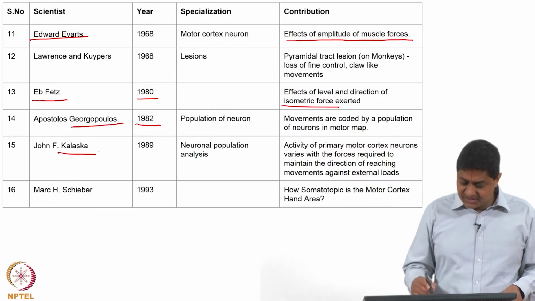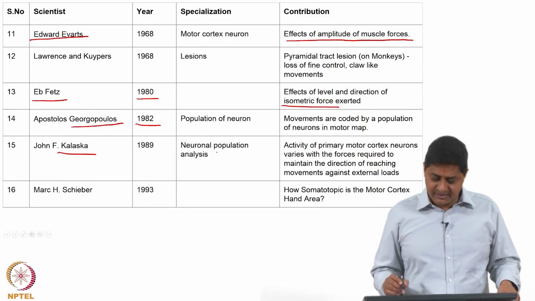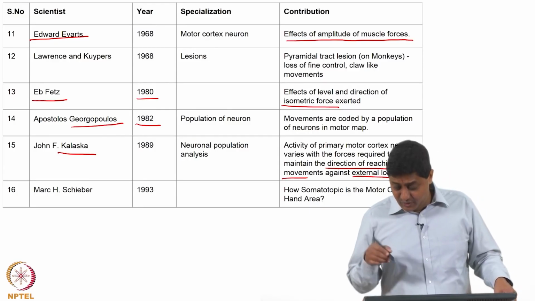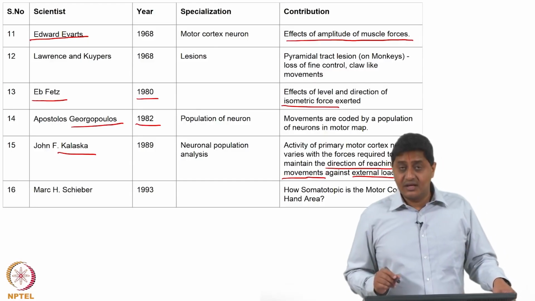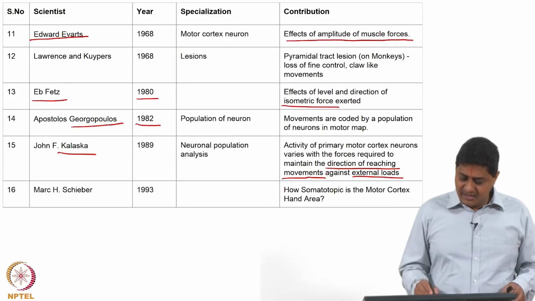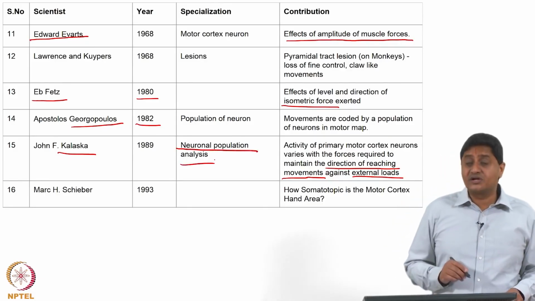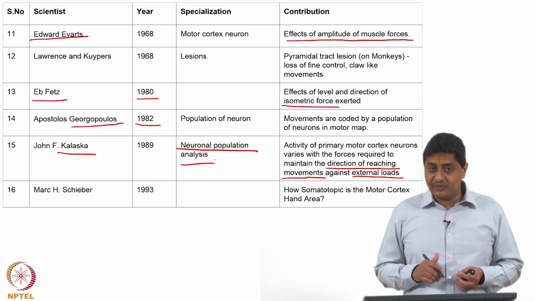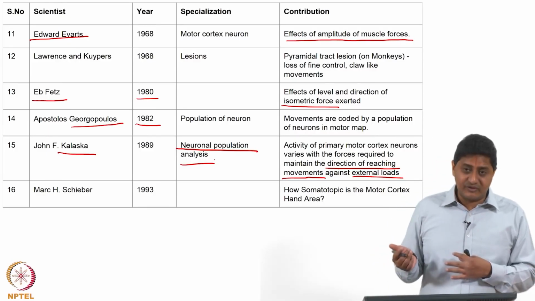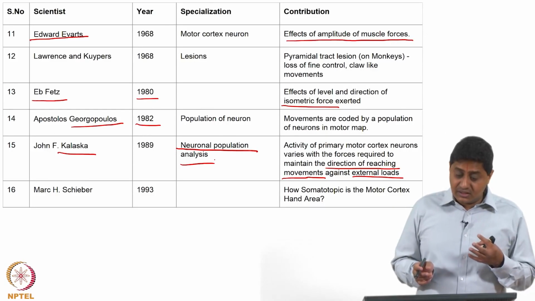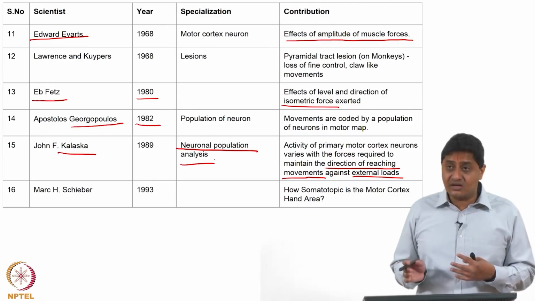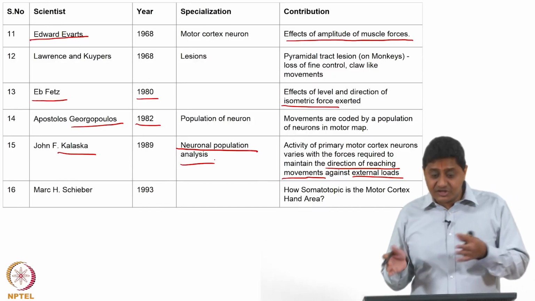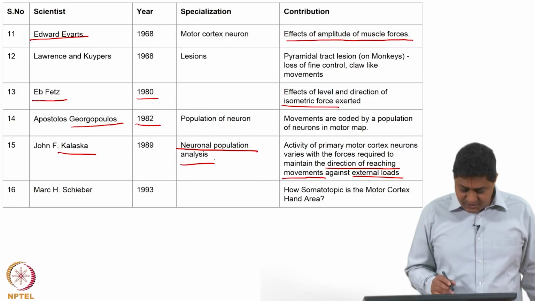And Kalaska used a similar approach, and what he found was that the direction of reaching movements against external loads can also be predicted by studying populations of neurons. Now, what this means is this external load could either assist the movement that is being performed, or it could resist it. Depending on whether the movement is against the external load or along the external load, the population activity of these neurons changed, and the directions changed depending on that. That is the result from Kalaska's work.